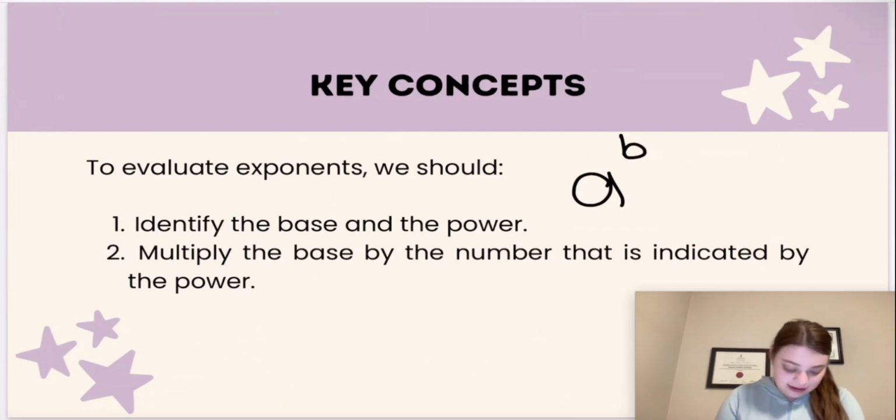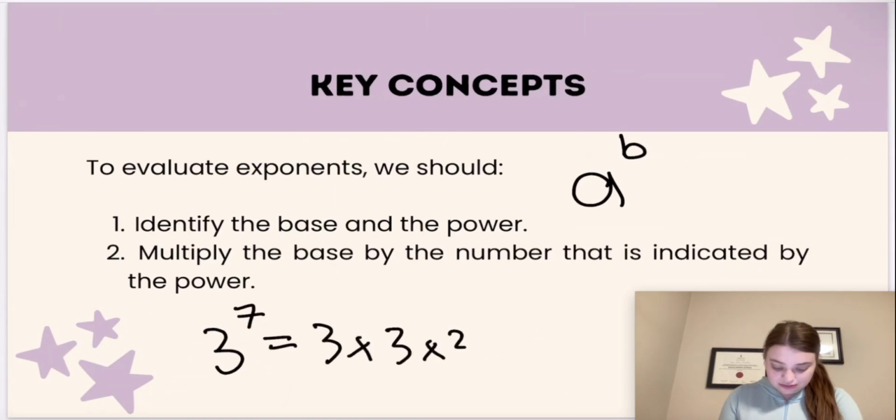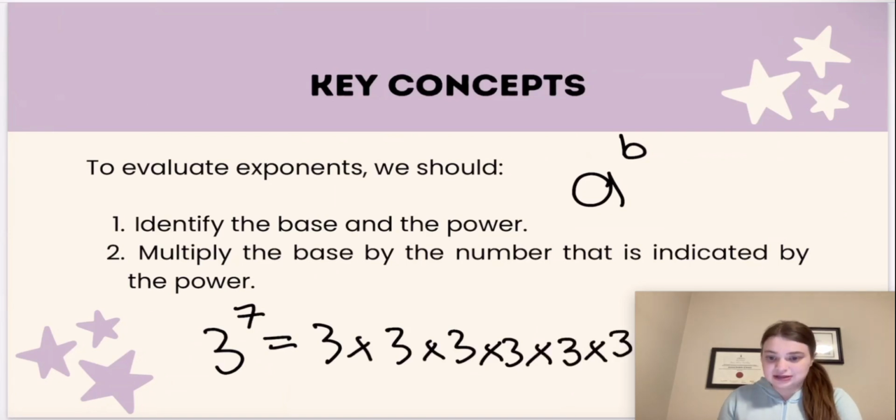So, for example, if we have 3 to the power of 7, that means we have to multiply 3 7 times. So, 3 times 3 times 3 times 3 times 3 times 3. Is that 7? No, that's 6. So, actually, times another 3 there.